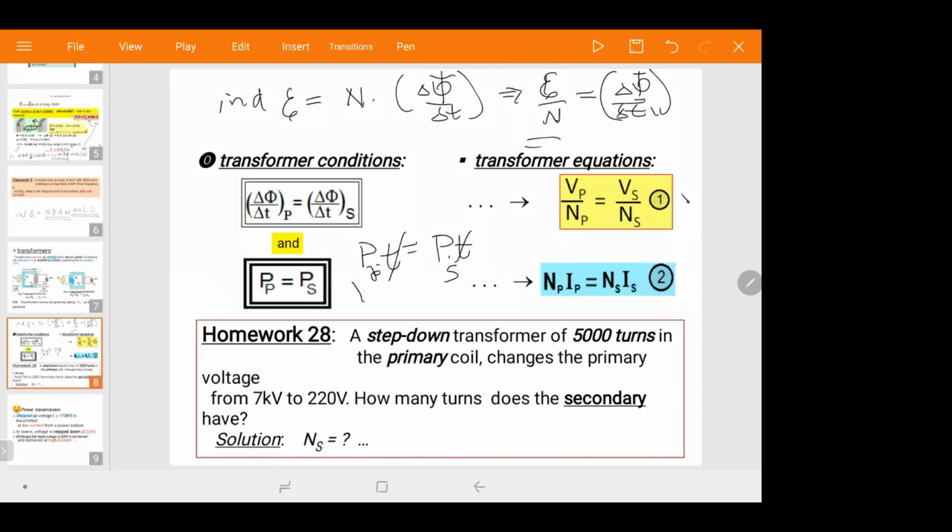And power means, as we discussed already, voltage times current. So voltage of primary times current of primary equals voltage of secondary times current of secondary. But we talked about voltage in the previous equation. So if you solve for Vp over Vs, and from the first transformer equation you get Np over Ns, and you bring Np over Ns here and rearrange, you get Np times Ip is equal to Ns times Is, linking current and number of turns. This is called the second transformer equation.